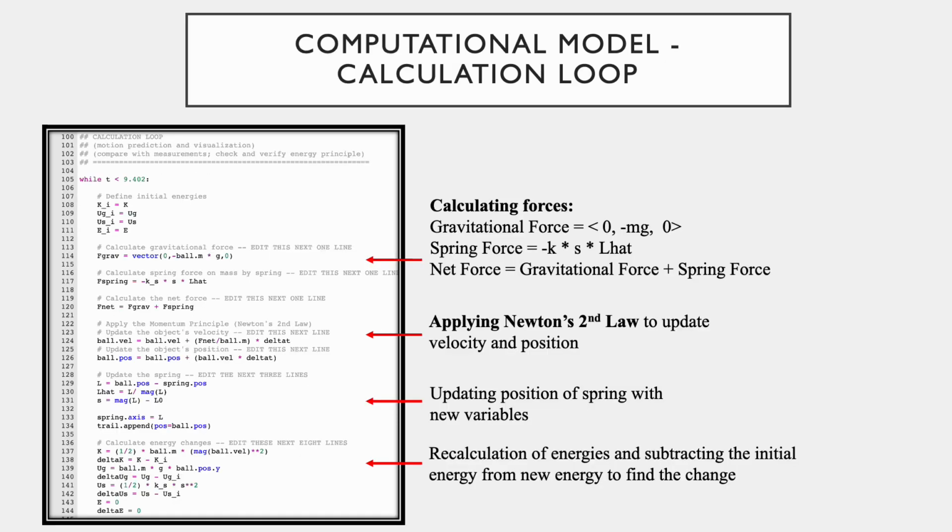And here's my calculation loop for the computational model. First, we calculate the net force using the gravitational force and spring force. Then we will apply Newton's second law to update the velocity and position. Then we update the position of spring with new variables used earlier, and then we recalculate the energies and subtract the initial energy from the new energy to find the change in energy, just using those energy formulas I talked about previously.